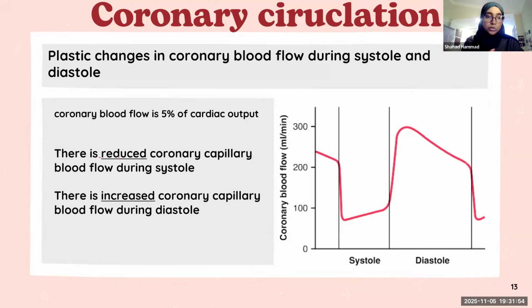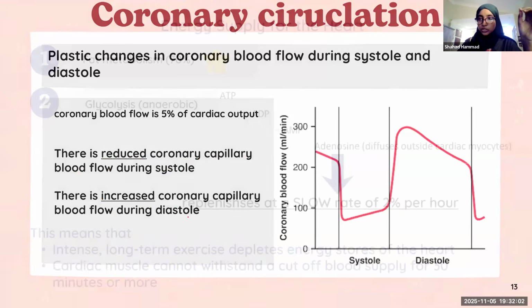So just in word format, there is reduced coronary capillary blood flow during systole and increased coronary capillary blood flow during diastole. Okay? Understood?